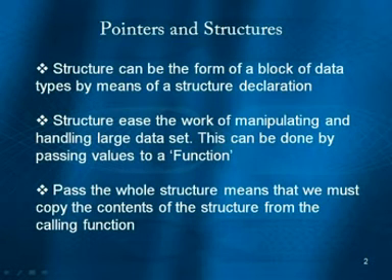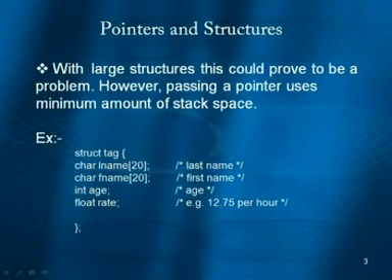Here we have pointers and structures. Structure refers to the declaration of data types in the form of a data block. By passing values to a function, we can easily manipulate and handle large amounts of data. Passing the whole structure refers to copying the contents of the structure from the calling function. When passing the whole structure, there can be a problem. However, by passing a pointer, we can minimize the amount of stack space used.